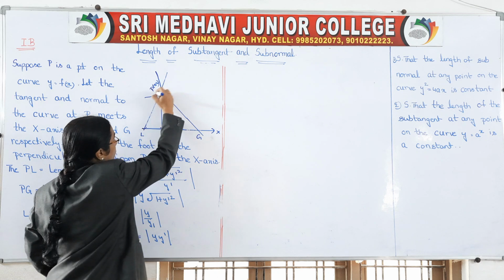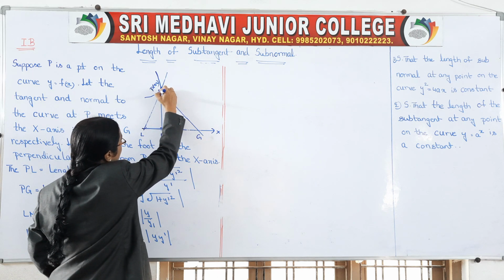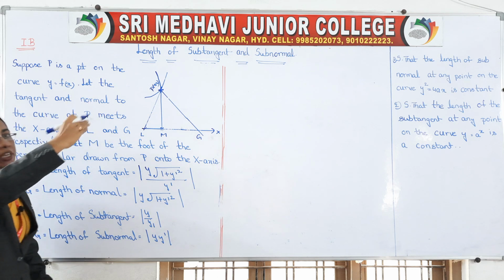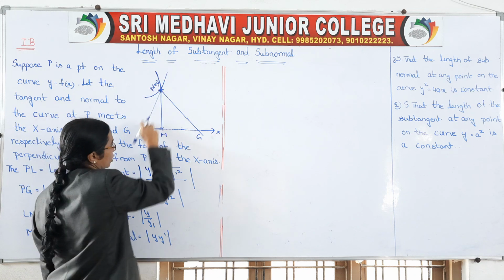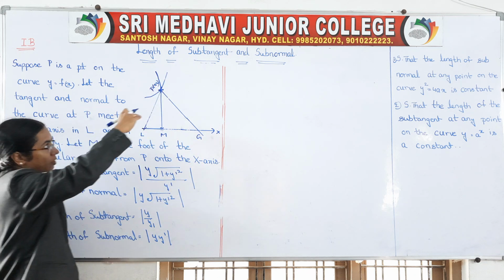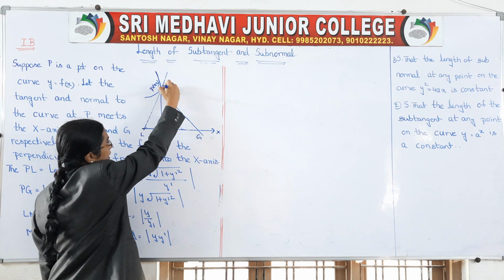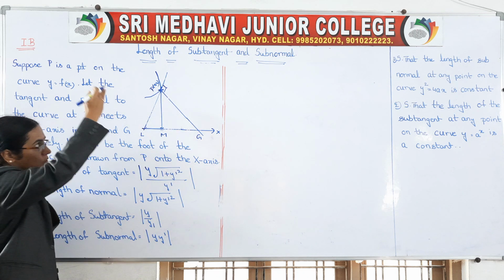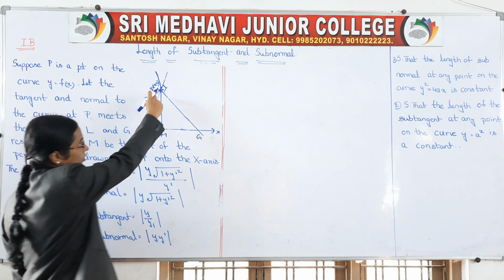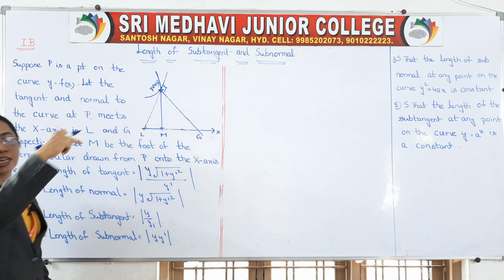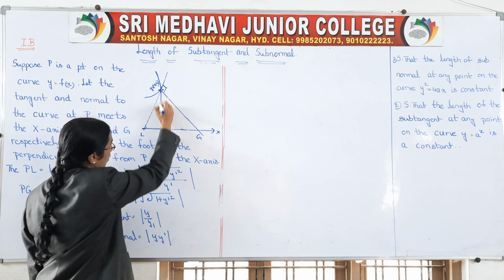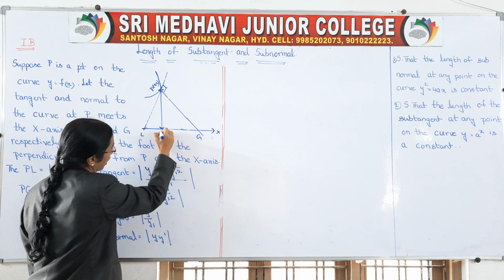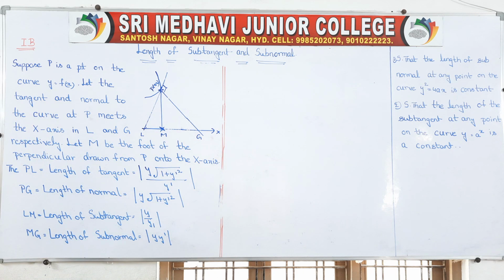This is one curve, right? For that curve we have taken one point, P(x1, y1), a point on the curve. For that you take the tangent to the curve. Any line perpendicular to the tangent is called the normal to the curve. From that point you take one perpendicular line to the x-axis, and M is the foot of the perpendicular.